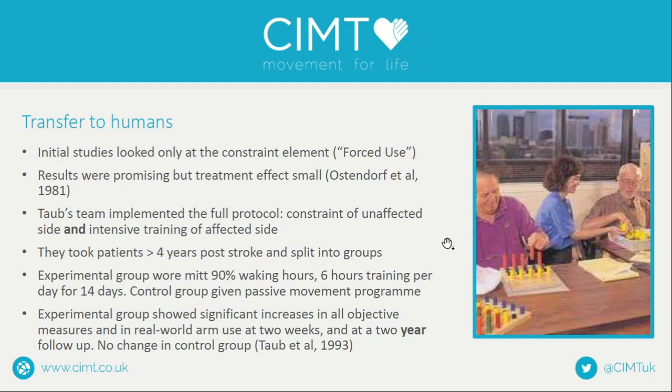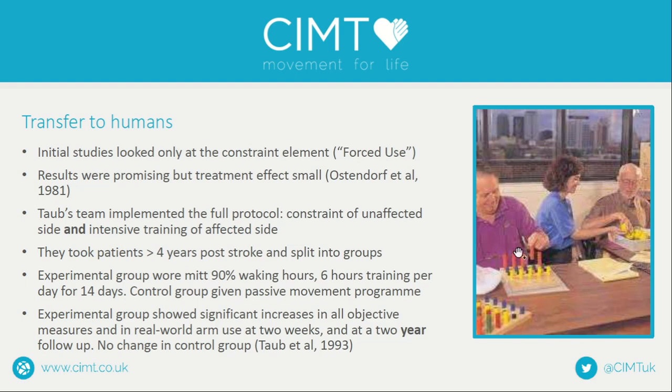Okay, the result was promising, but the treatment effect was very small when the treatment was done in 1981. But Taub's team implemented the full protocol, with constraint of the unaffected side and intense training of the affected side. He took patients more than 4 years post-stroke and split them into two groups: one group that received the constraint, the other group that didn't.